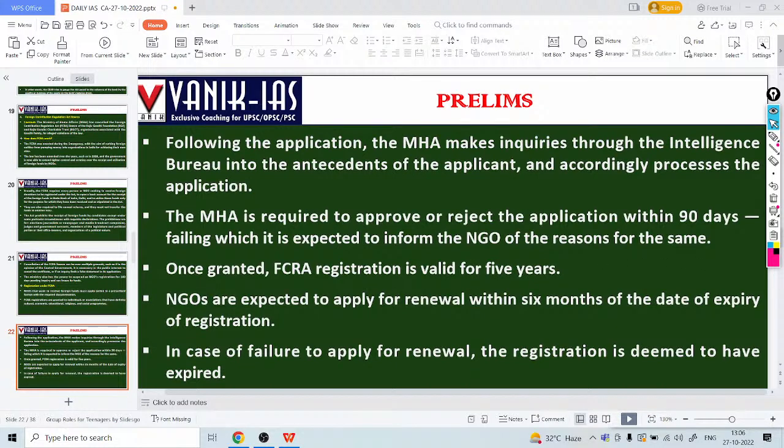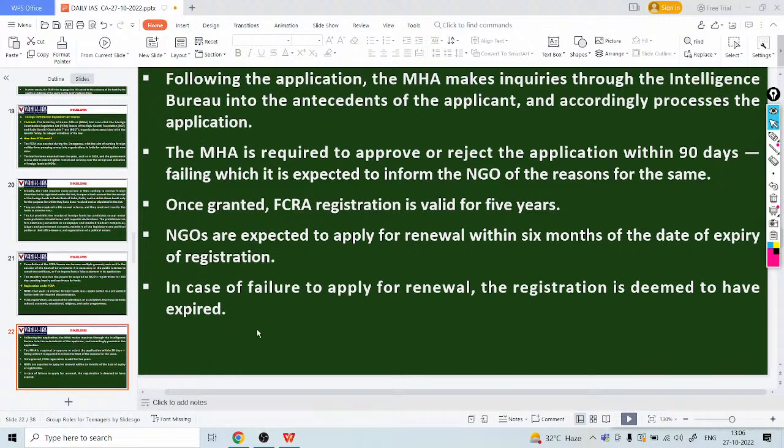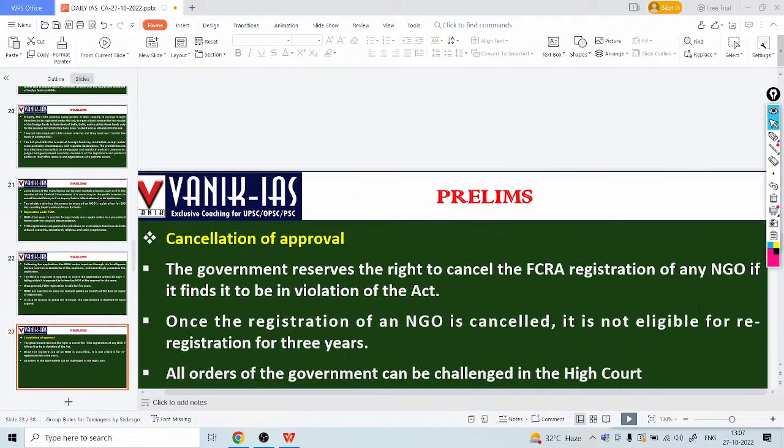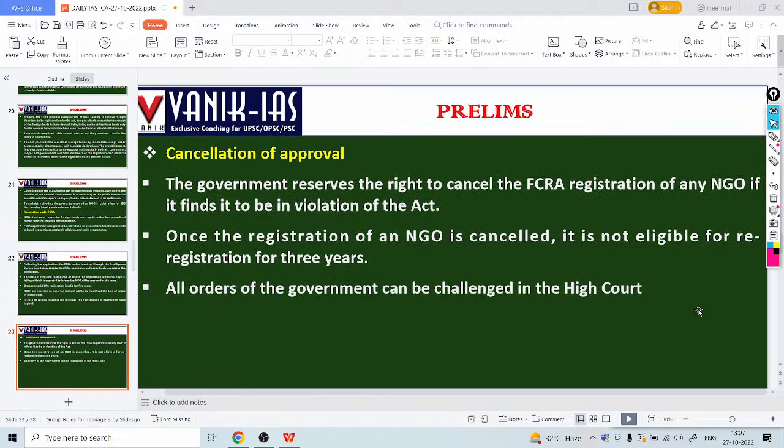Once granted, the FCRA registration is valid for 5 years. It means up to 5 years, the organization is entitled to receive funds from abroad. NGOs are expected to apply for renewal within 6 months of the date of expiry of registration. In case of failure to apply for renewal, the registration is deemed to have expired and it will have to be applied afresh. Okay. So once the license is given, the permission is given, the registration is done, that remains valid for 5 years. Okay, and after 5 years, it can apply for renewal of the license.